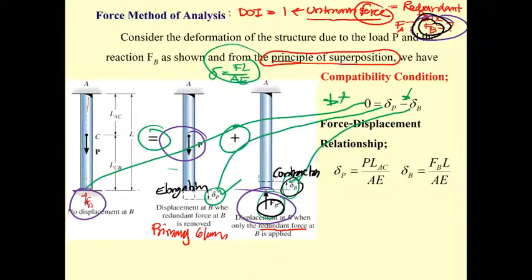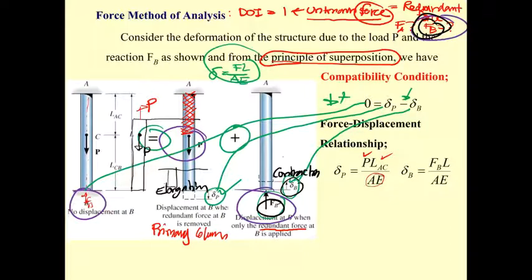The first one, we determine the delta P. Okay, if you cut this portion, there is no force. If you cut this portion, okay, it's subjected to the force P here, and what we have is going to have the force here of P, and it's going to occur in this length between A and C. So it's going to be P L sub AC divided by AE.